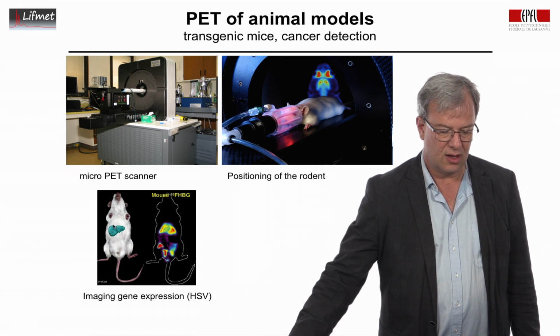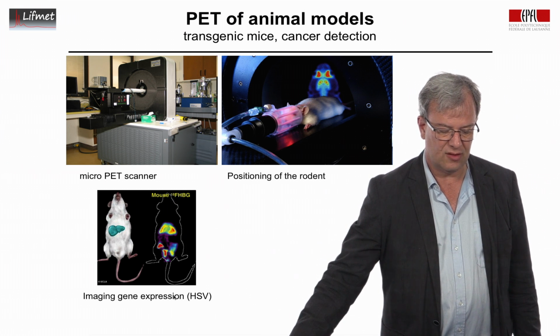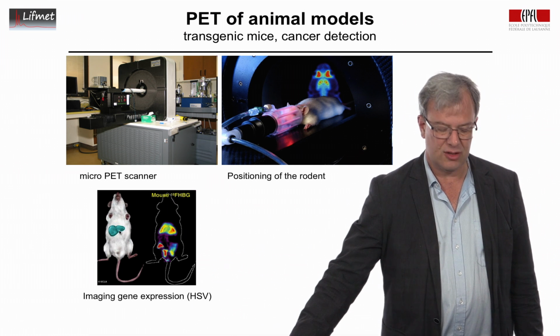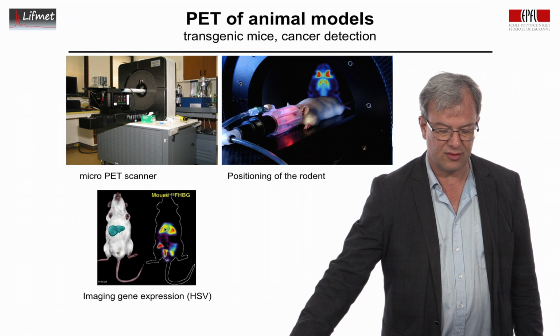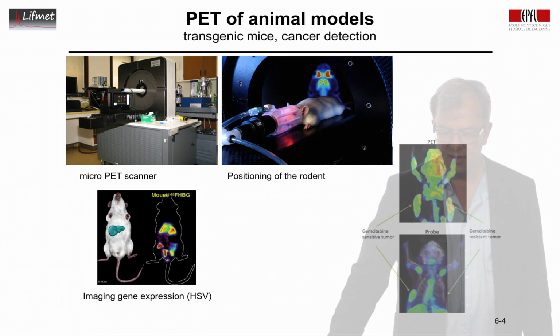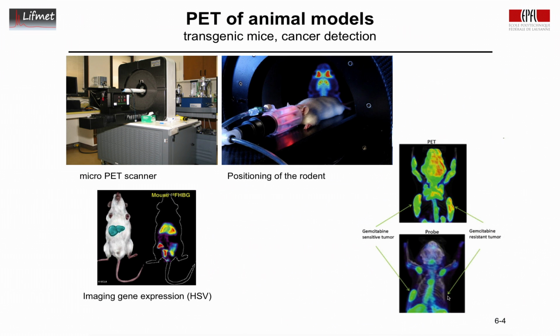We have the optical imaging. This is herpes simplex virus mediated imaging of gene expression. On the right, we have a tracer that images where this gene has been expressed. Here's another example of optical imaging here in the bottom, and on the top, the positron emission tomography scan. And these are the two types of tumors, one's resistant and one's sensitive to chemotherapy.